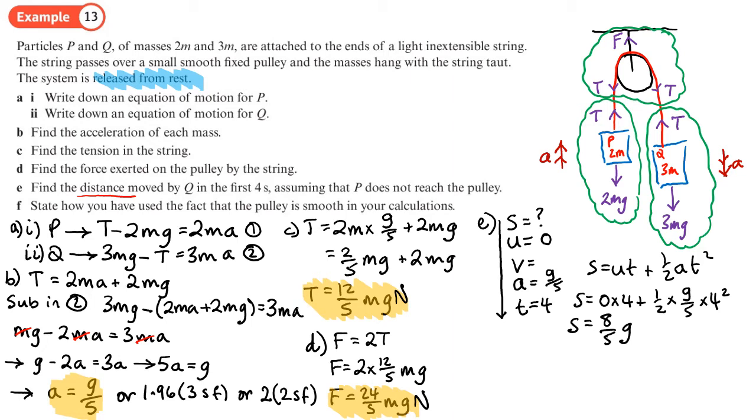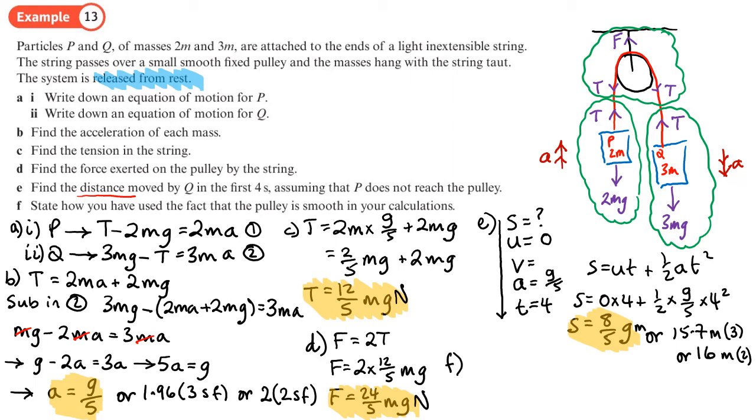So you can leave it like that, fine. Or if you press the SD button or times it by 9.8, then you're going to get 15.68, but we need to round that to 2 or 3 significant figures. So we'll either write 15.7, or 2 significant figures would be 16. But there's no reason why you can't leave it in terms of G, and then you don't need to worry about any type of rounding. So all of these are meters, by the way. That's the distance it's moved in the first 4 seconds.